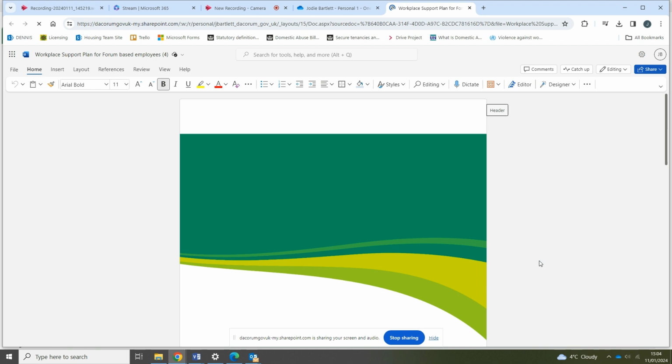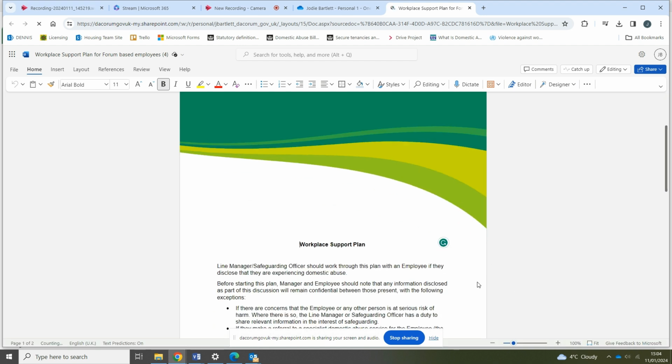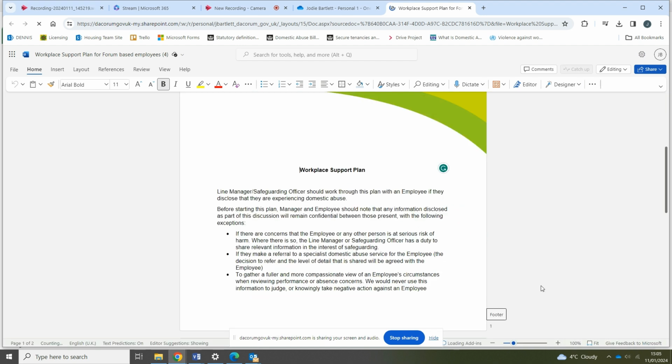When you click on the file, this is what you'll see: the full version of the workplace support plan. Hopefully this will provide you with a detailed and thorough checklist that you can work through with the employee to ensure that we've done all we can to ensure their safety and their happiness within the workplace, and that we're robustly responding to their domestic abuse concerns and supporting them.